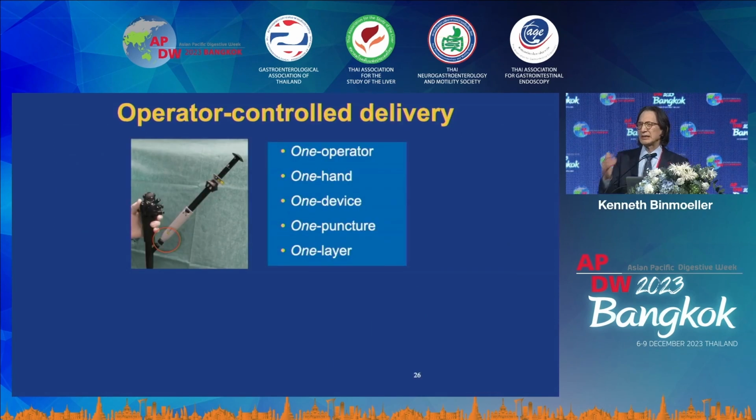Now, fortunately, endosonographers were already used to an operator-controlled delivery system for FNA. They were used to Luer locking their FNA needle to the biopsy port, and so we decided it would be an easy transition to make this operator-controlled. And we thought operator-controlled is important because there really is no room for error here because we're straddling a very short segment of just 1 centimeter. It needs to be one operator, one hand, one device, one puncture, and one layer.